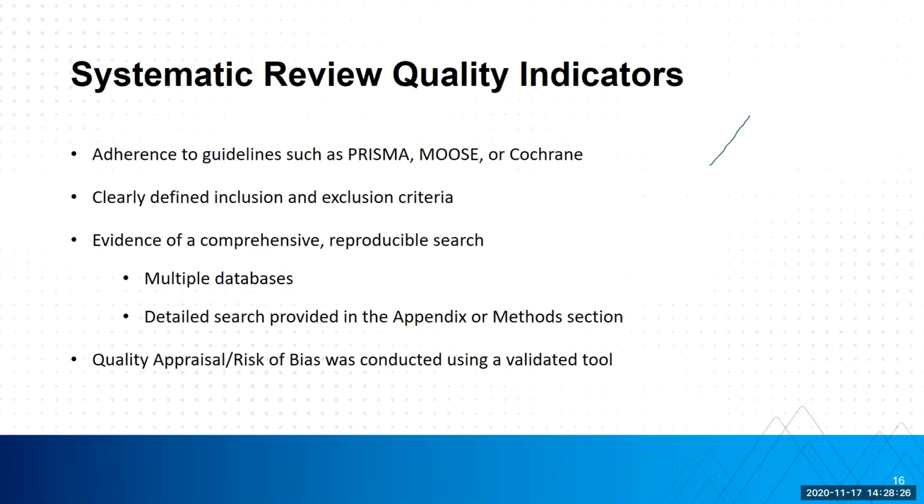Because just because something's not in a certain database, or maybe your search didn't pick it up in a certain database, doesn't mean that it's not part of the evidence base for a certain intervention. And finally, that they conducted quality appraisal or risk of bias using a validated tool. So this step, while it's not always as clearly displayed in the text as it was in our example with a table like that, it should always at least be noted that it was done.